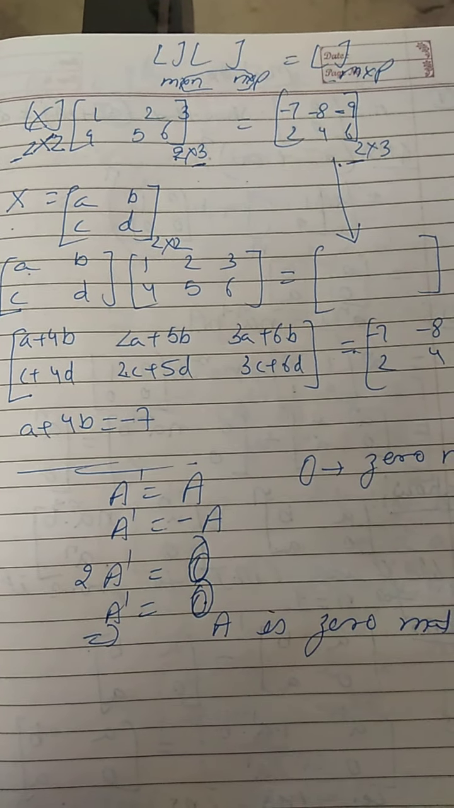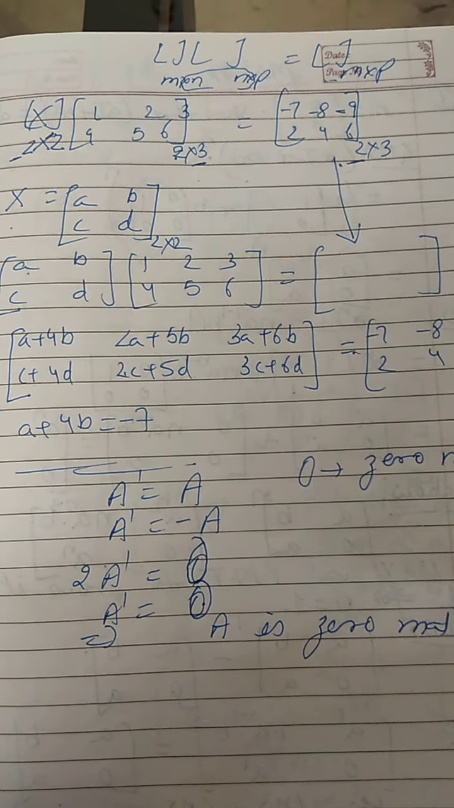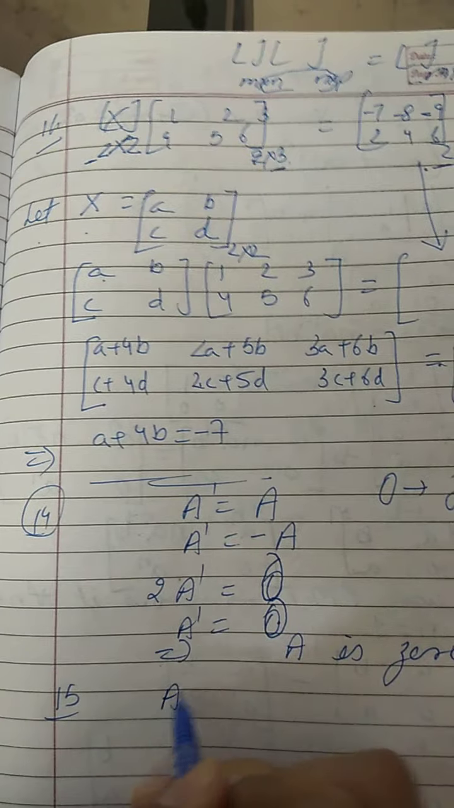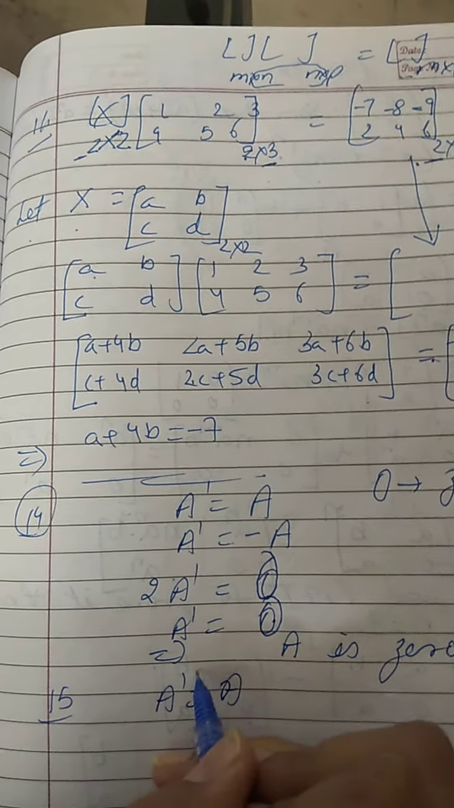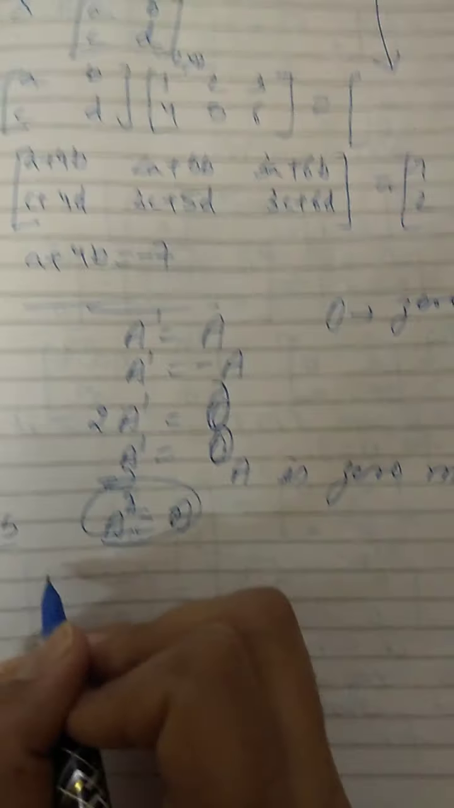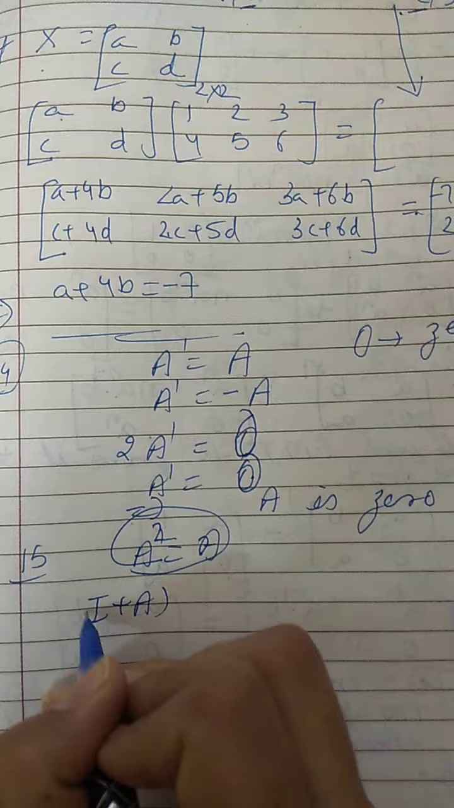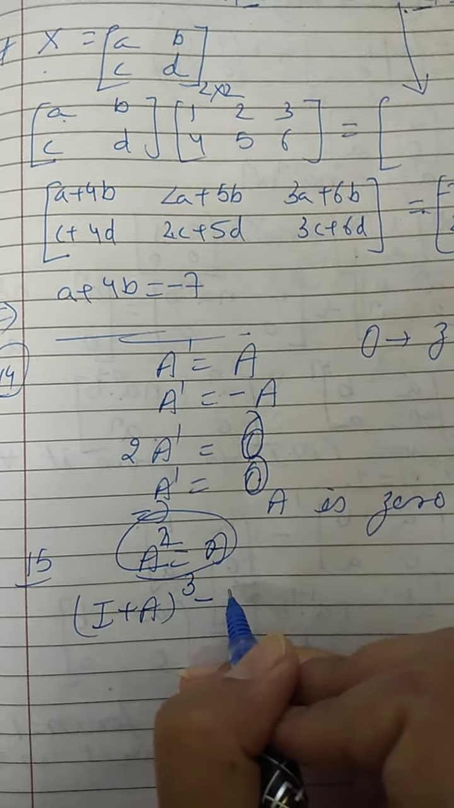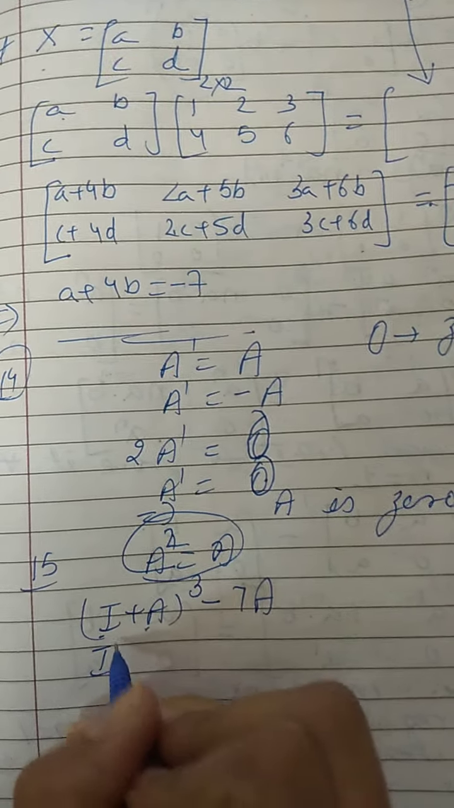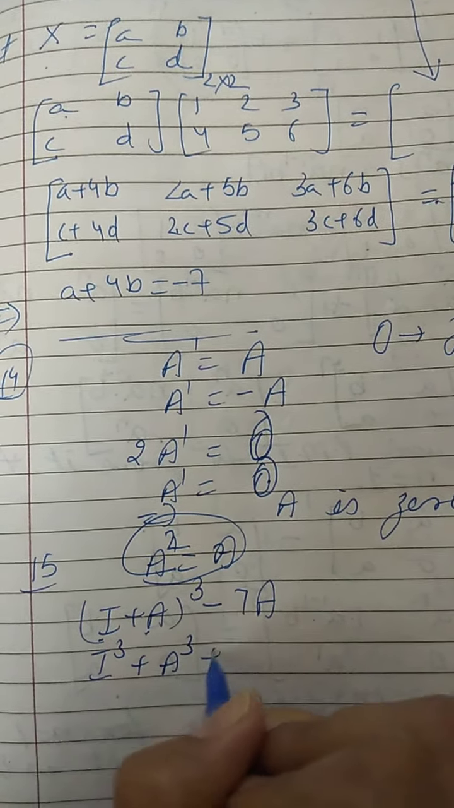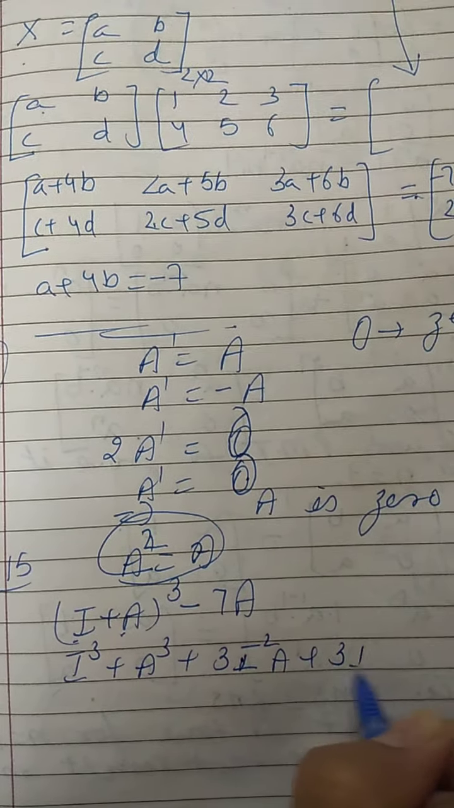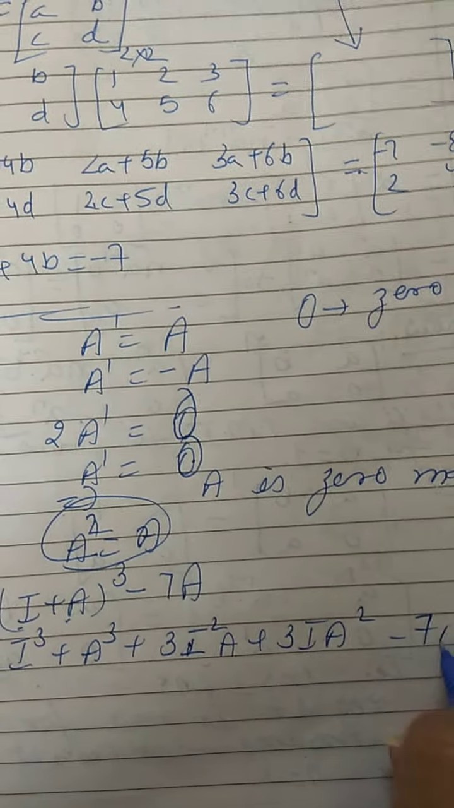And sum number 15, if A is a square matrix such that A square equals A, in sum number 15 you have to use A square equals A as the given thing. This is given and you have to find the value of (I plus A) whole cube minus 7A. (A plus B) whole cube identity, I hope we know. It will be I cube plus A cube plus 3I square A plus 3IA square minus 7A.